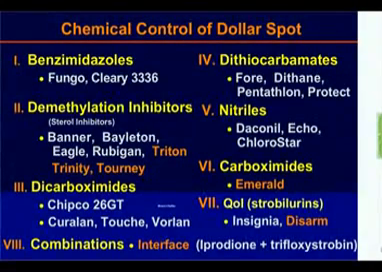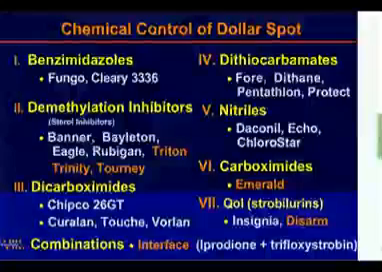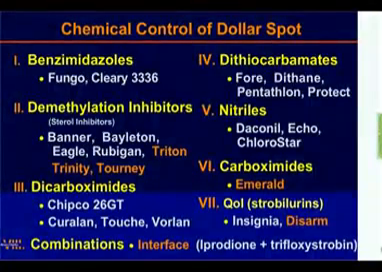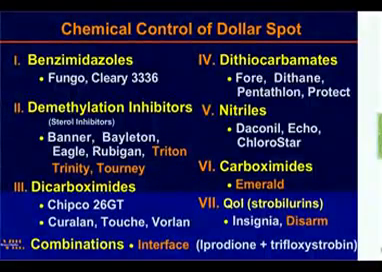And then also we have the combinations. There are a number of premixes out on the market today. Many of them do a nice job in suppressing a number of diseases. A good example of a combination which does a great job in controlling dollar spot would be Interface. Interface is a combination of iprodione, which is a dicarboximide, and trifloxystrobin, which is a strobilurin fungicide. You get broad spectrum control of a number of diseases, and dollar spot is one of them.